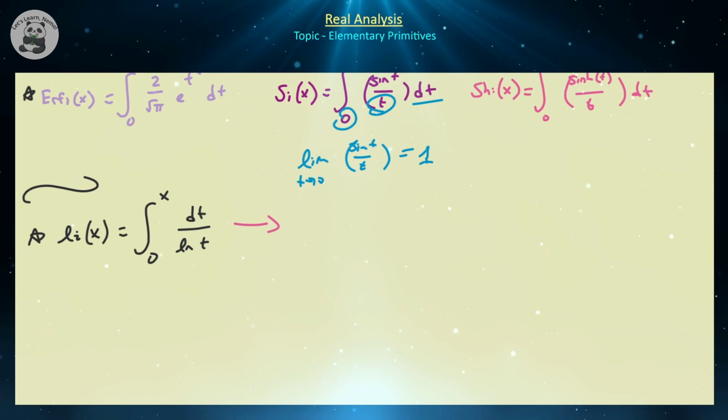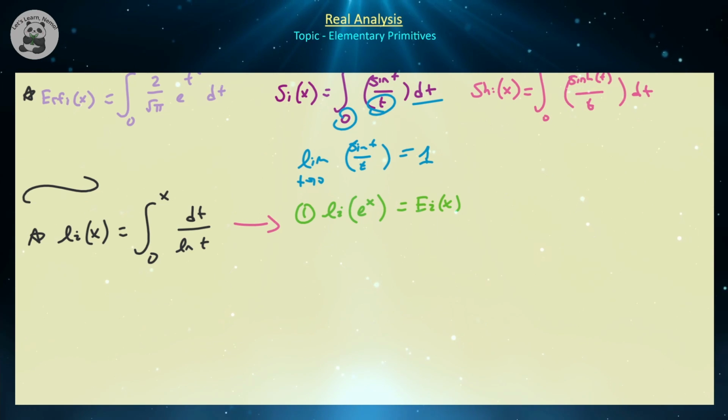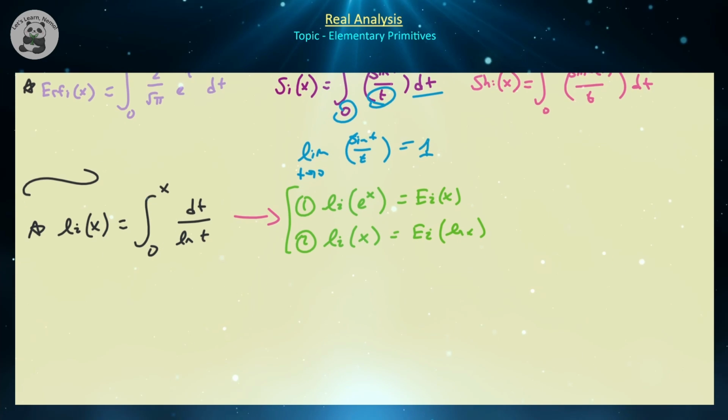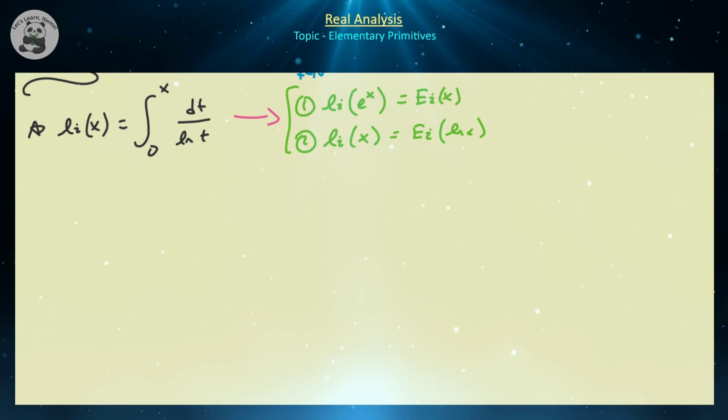But a nice connection, and a couple of nice elementary exercises you can do, is to verify that li evaluated at e to the x, so composed with e to the x, is actually equal to the exponential integral, and also li of x is the same as the exponential integral composed with the natural log of x. So this function is very closely connected to its exponential counterpart. So the exponential integral and the logarithmic integral are connected, just like the natural logarithm and the natural exponential.